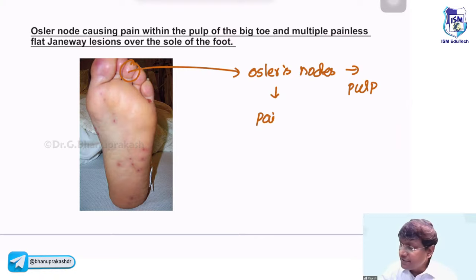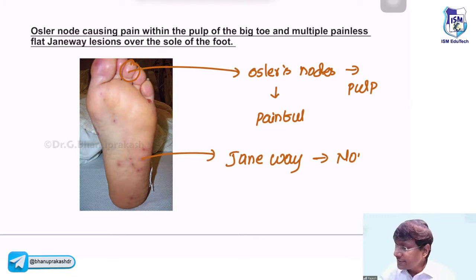And these Osler's nodes, they are very much painful. And next important is the Janeway lesions. Janeway lesions, they are present over the palm and sole and they are non-tender. Right? They are non-tender, Janeway lesions. Whereas Osler's nodes, they are very much painful.